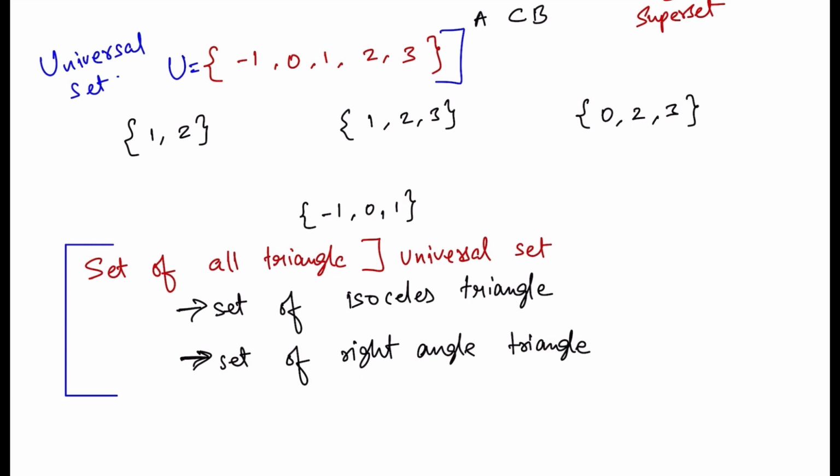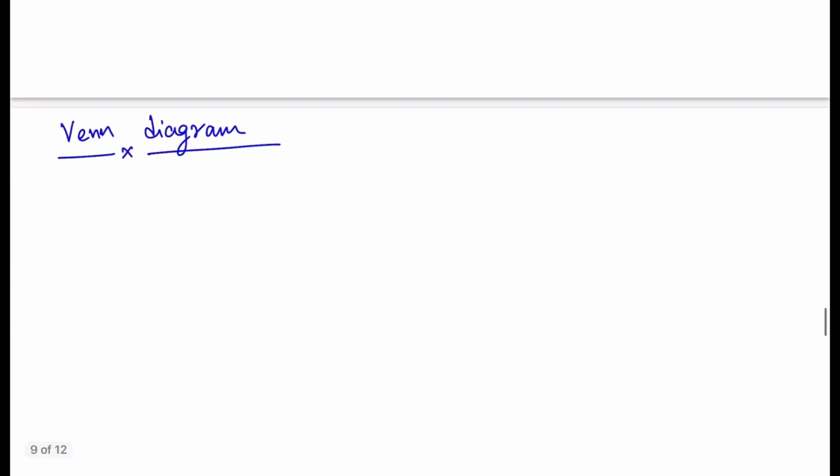Like we use a capital letter N for the set of natural numbers. Similarly, we use a capital letter U to denote a universal set. Now we'll move on to how to draw a Venn diagram.